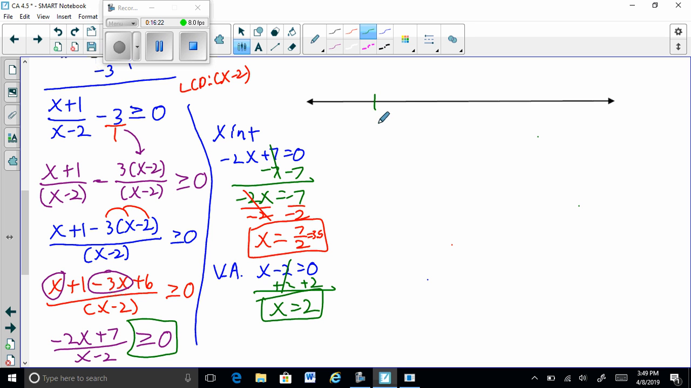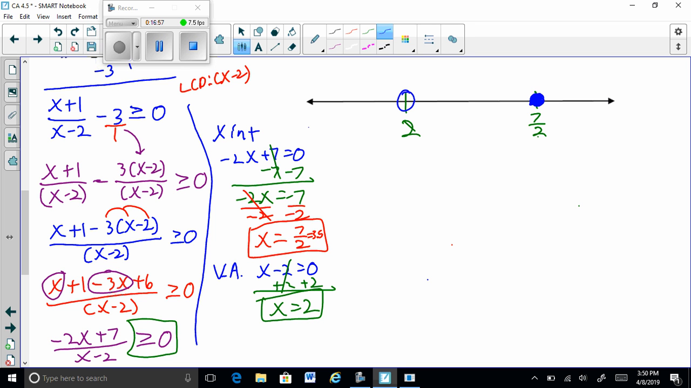So we'll go ahead and put these in numerical order. So I'm going to put the 2 here, and I'm going to put the 7 over 2 over here, which is like 3.5. Okay, 2 can definitely not be part of my solution set because it's the vertical asymptote. The x-intercept in this case can and is part of my solution set. So I'll go ahead and fill that in.